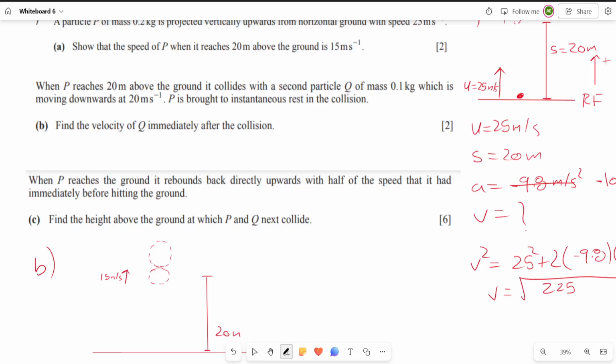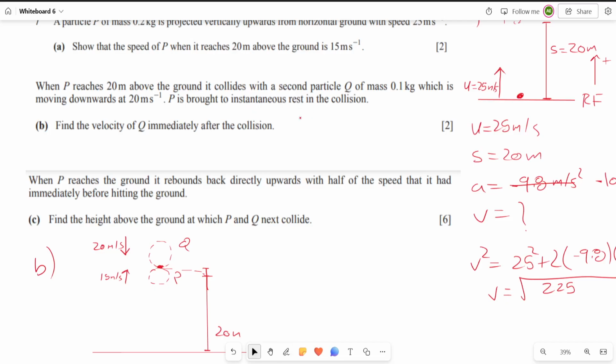Let's call it particle Q. So this is Q, this is P, and this is the point where they collide, which is 20 meters above the ground. Q is moving 20 meters per second downward. And it says that after the collision, P is brought to instantaneous rest in the collision.